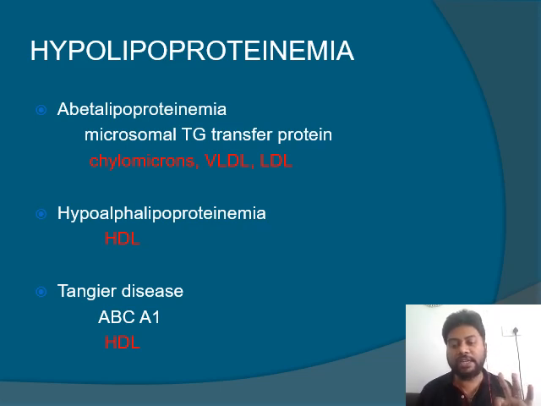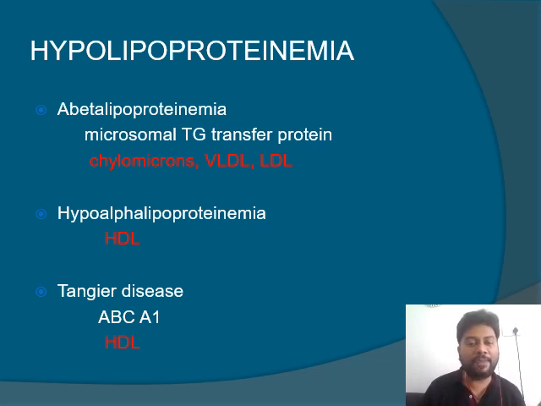There are three major conditions. One is abetalipoproteinemia. Beta lipoproteins mean mainly LDL and VLDL, so both of these will be decreased. Here the microsomal triglyceride transfer protein is defective. This protein is required for both chylomicron and VLDL synthesis. Since this is defective, these levels will decrease in the blood. In short, almost all the lipoproteins which have ApoB will be found less in the blood.